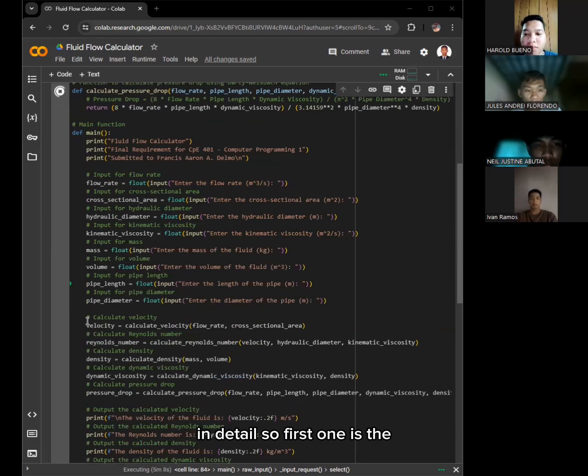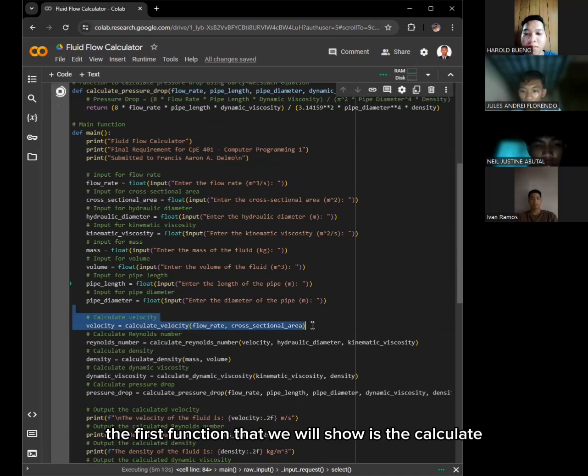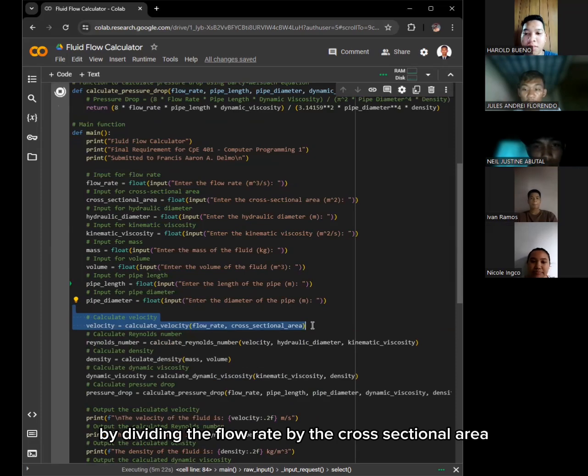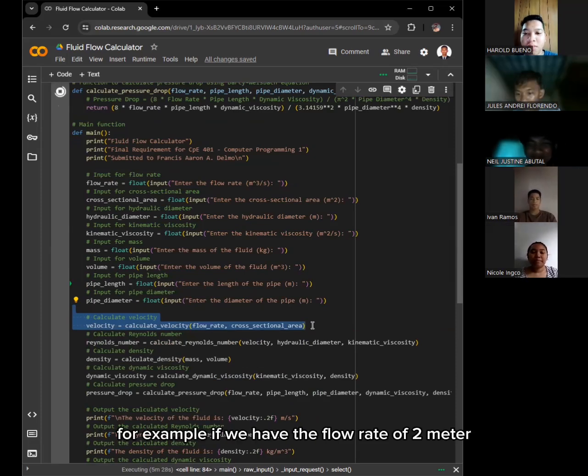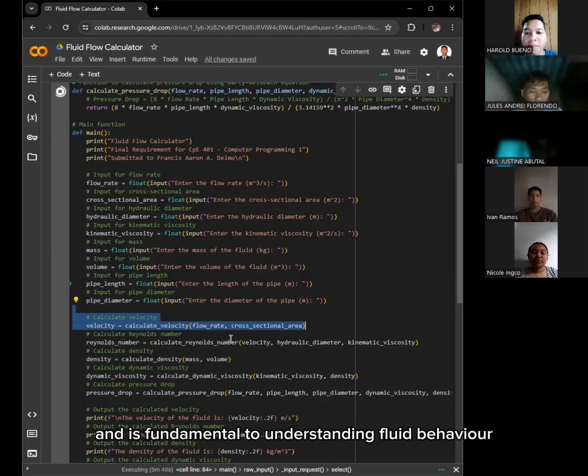The first function that we will show is the calculate velocity function. This is the one that I will highlight on my end. The calculate velocity function determines the fluid speed by dividing the flow rate by the cross-sectional area of the pipe. For example, if we have a flow rate of 2 meter cubed per second and a cross-sectional area of 0.5, the velocity calculated would be 4 meters per second. That is a straightforward calculation and is fundamental to understanding fluid behavior.